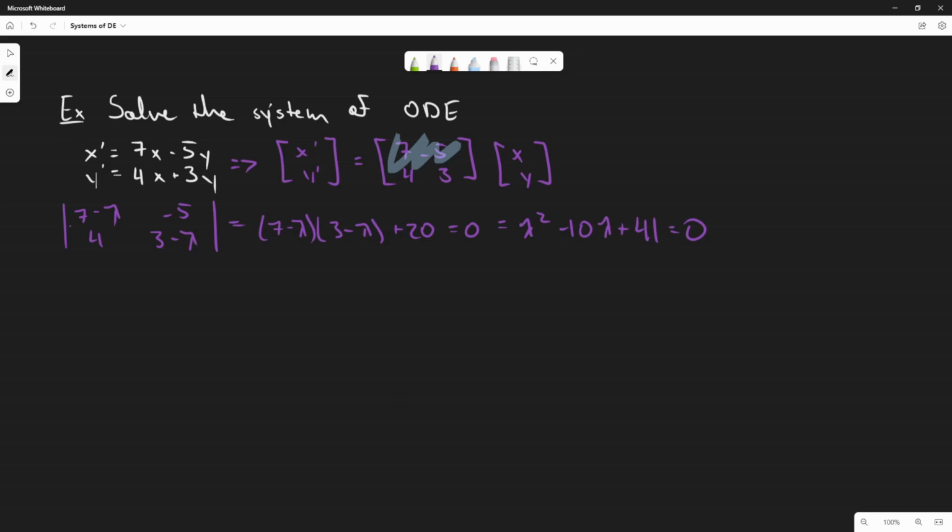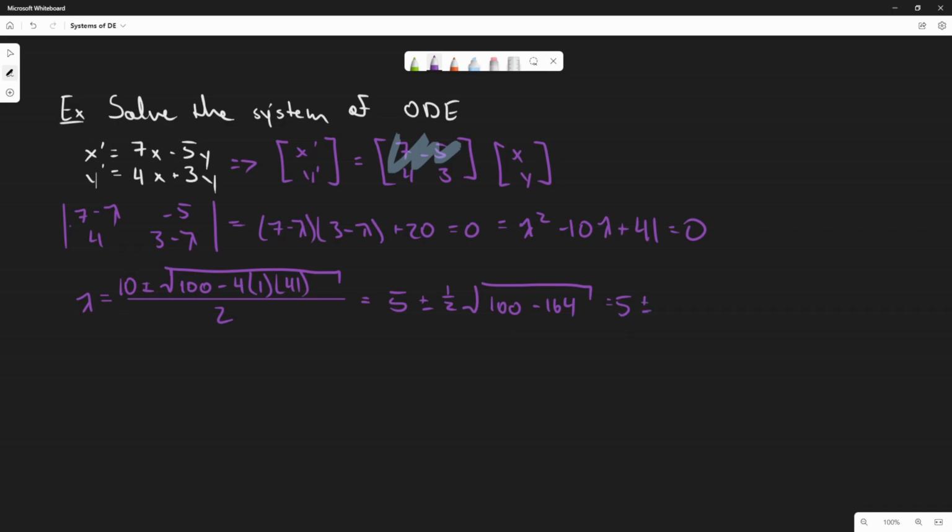I don't know how to factor out a 41, so we are going to use the quadratic formula. Lambda is equal to negative b, so 10, plus or minus the square root of b squared, 100, minus 4 times a times c, 1 times 41, all over 2a, and a is just 1, so divided by 2. This is equal to 5 plus or minus 1/2 times the square root of 100 minus 164. 100 minus 164 is negative 64. The square root of negative 64 is 8i, and 8i divided by 2 is 4i, so this is equal to 5 plus or minus 4i.